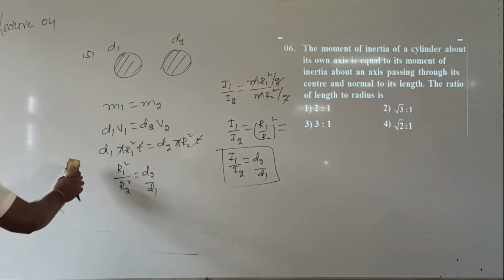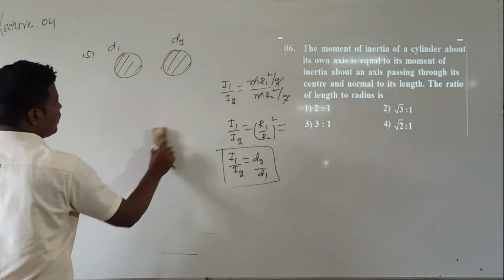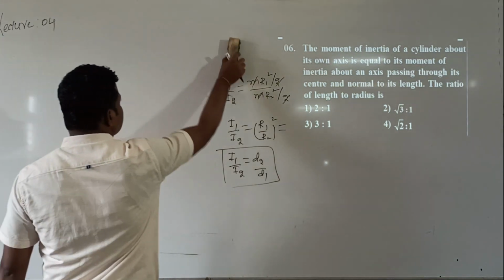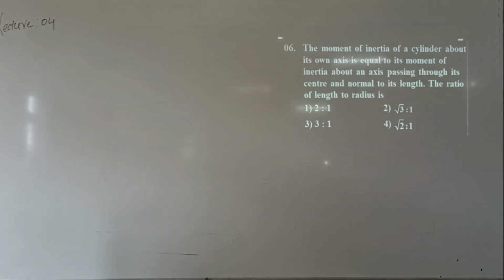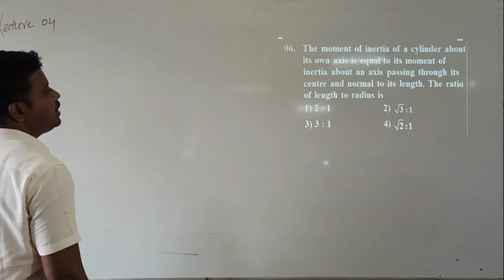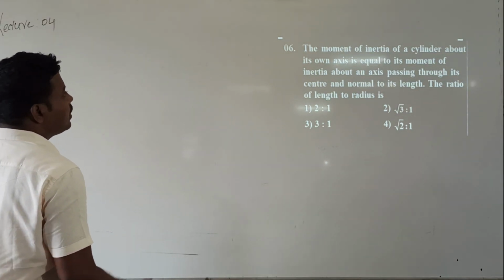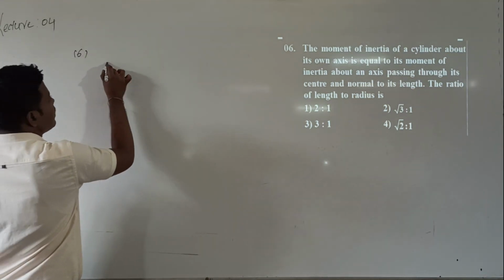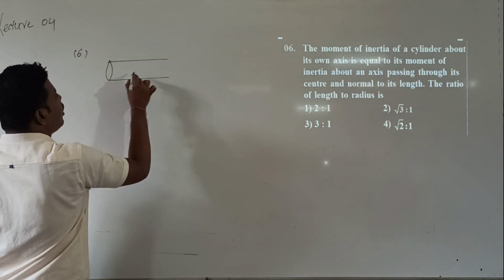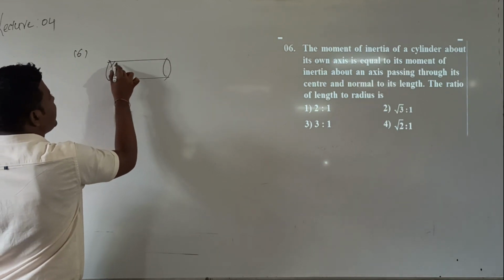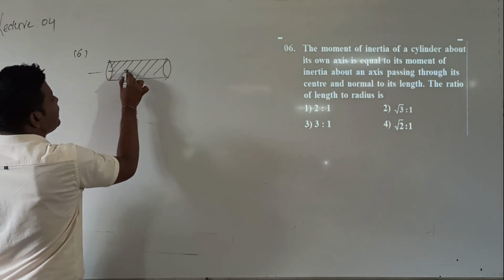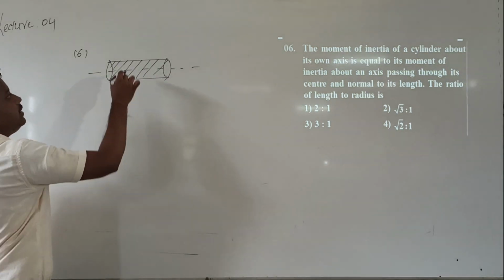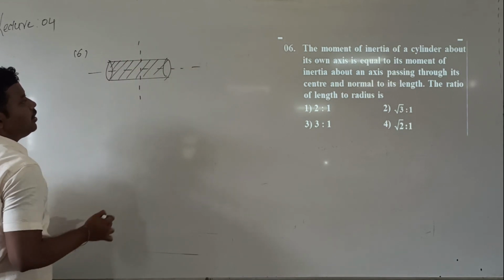Question number 6. So what is the 6th question? The moment of inertia of a cylinder about its own axis is equal to its moment of inertia about an axis passing through the center and normal to the length. What is the ratio of length to radius? Cylinder. Here they have not mentioned which cylinder, so we need to take it as a solid cylinder. This is its natural axis, and this is the axis passing through the center perpendicular to the length.